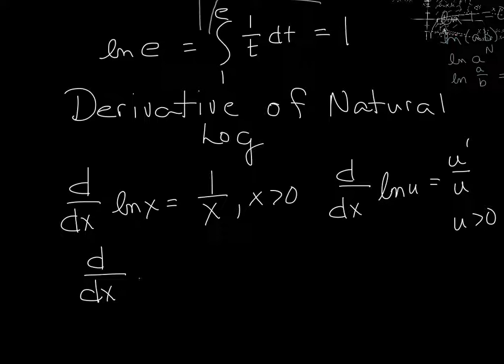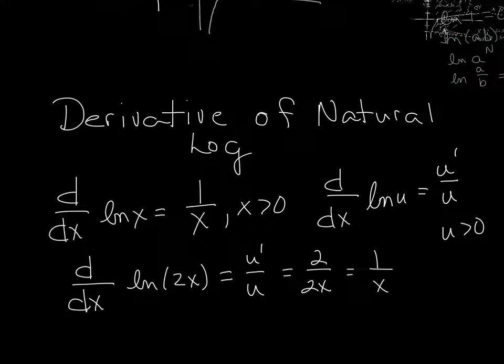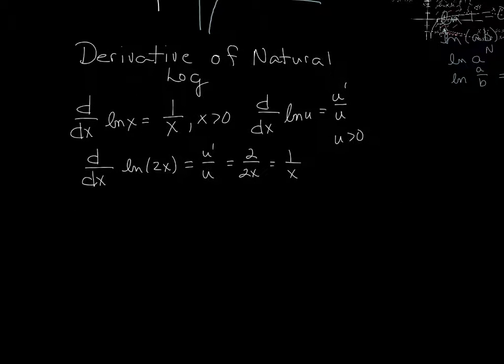The derivative of the natural log of 2x. Okay, we said that's going to be u prime over u. What's u in this case, Michael? 2x. So what's the derivative of 2x? 2. So 2 over 2x. So it simplifies to just 1 over x. So that was really not as bad as you thought it was going to be, was it? Pretty easy. Yeah. I think these are some of the easier derivatives to take.